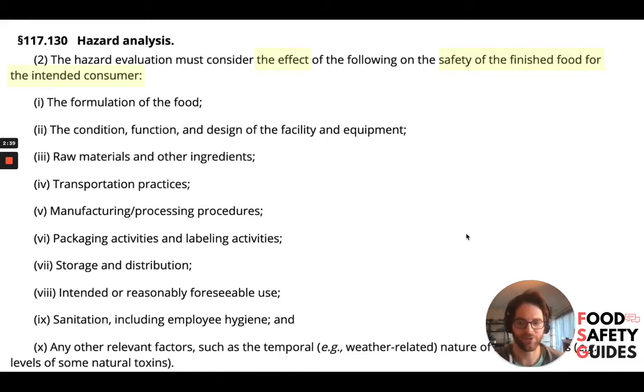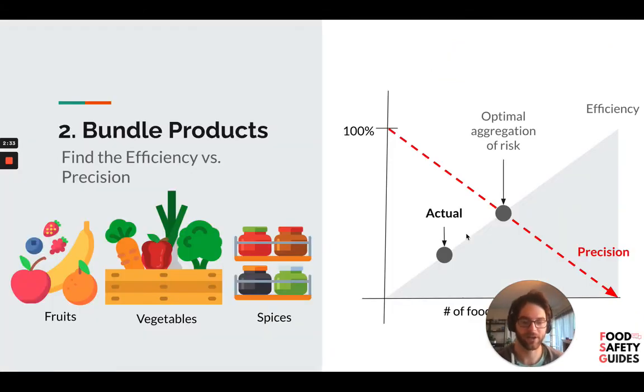Okay, the rest of the hazard evaluation section deals with the effect of the following 10 things on the safety of the finished food for the intended consumer. Great checklist to have in your back pocket when you're considering those things that you ought to consider in the hazard analysis.